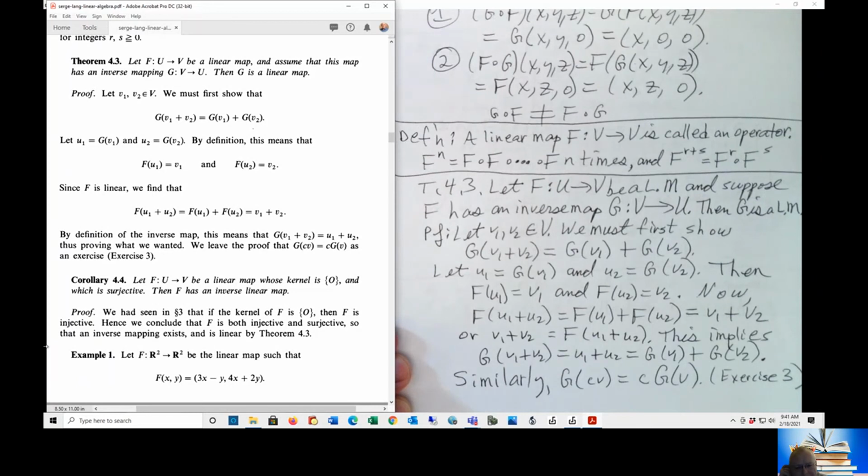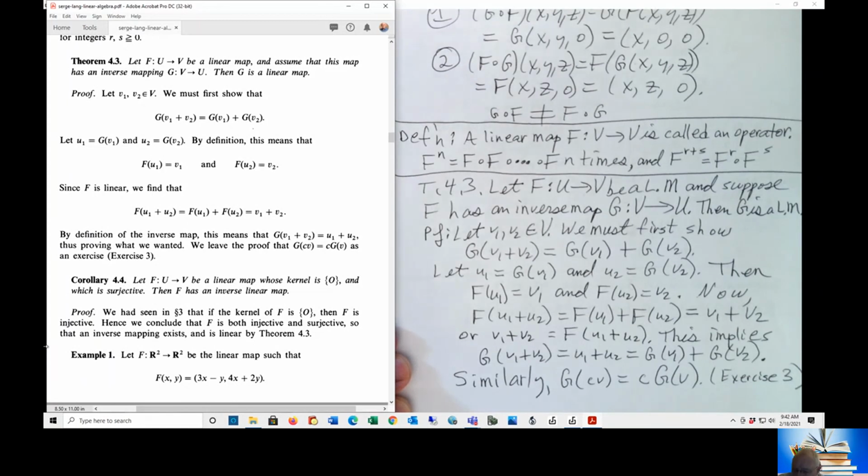Now, let's look at it. G goes from V to U. All right? So let's let U1 equal G of V1 and U2 equal G of V2. Then since F and G are inverses of each other, what does that mean? It means that F of U1 equals V1 and F of U2 equals V2. Operate by F on both sides.